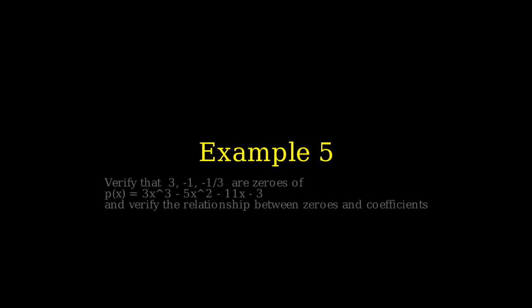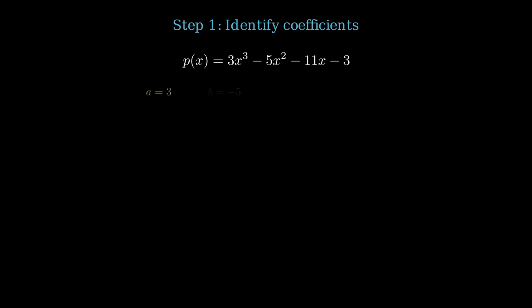Example 5. Verify that 3, -1, and -1/3 are zeros of p of x equals 3x cubed minus 5x squared minus 11x minus 3, and also verify the three coefficient relationships for a cubic polynomial. Step 1. Identify the coefficients. We have a equals 3, b equals -5, c equals -11, and d equals -3.